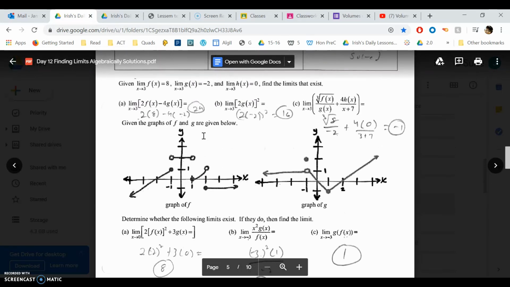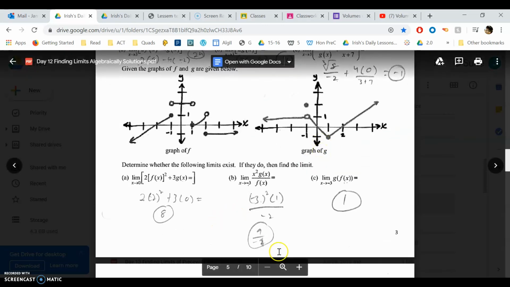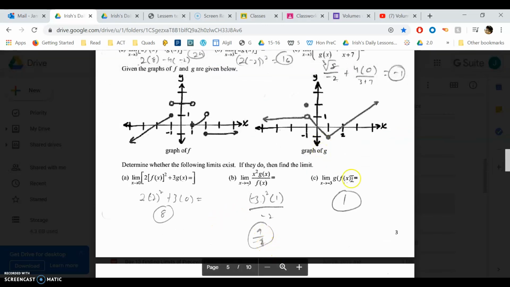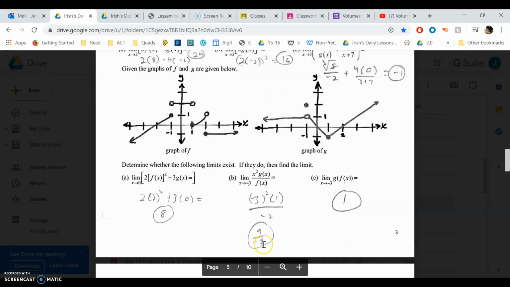Here are the answers. 24, 16, -1. Look at the work, and then the bottom is 8, and -9 over -1, and then 1 right there. Bam. Sorry, -9 over -2.